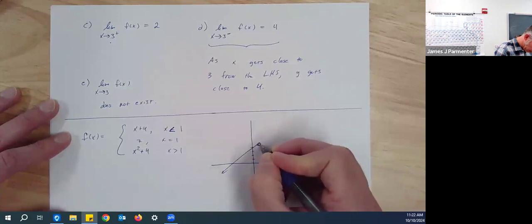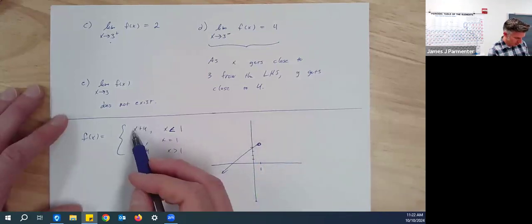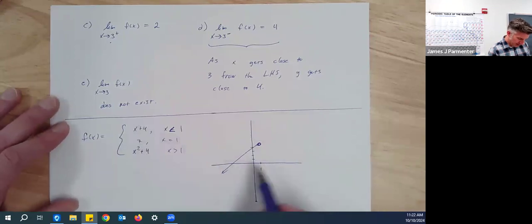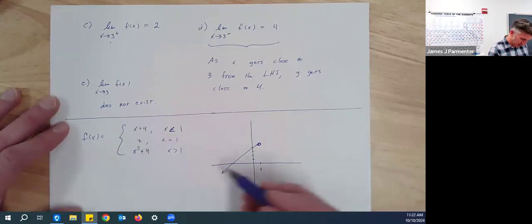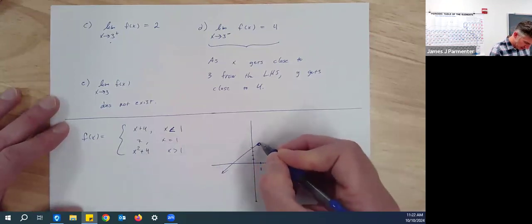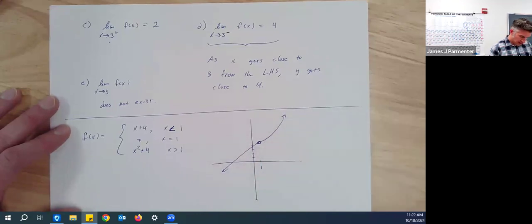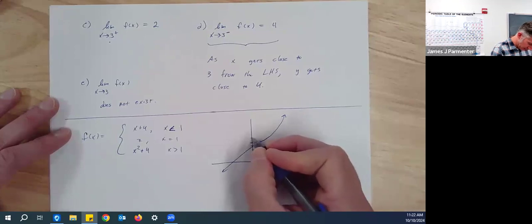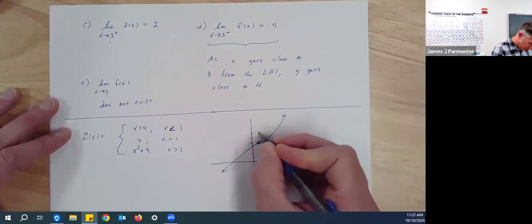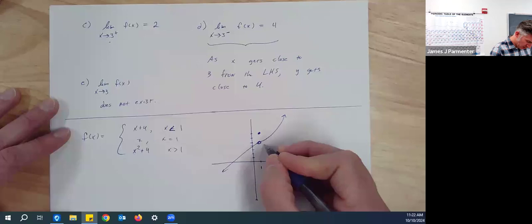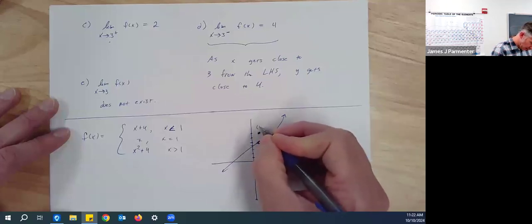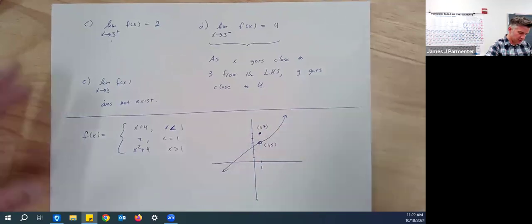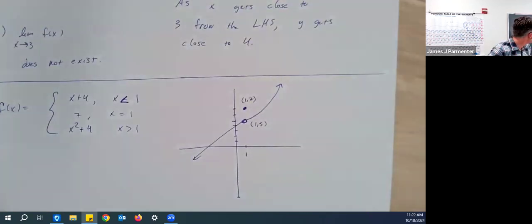Not my best work ever. When I plug in 1, I know 1 plus 4 is 5. And the right-hand side of that is going to look like the parabola x squared plus 4. So it's going to kind of look like this. And then at the point 1, we have defined this to be equal to 7. So there's the open circle 1, comma 5. There's the closed circle 1, comma 7. Let me zoom in a bit so you can see that better.